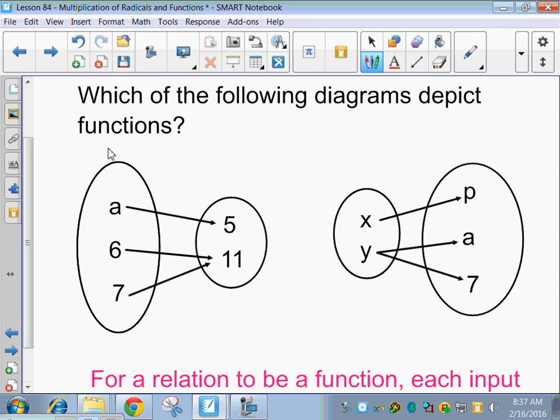Whatever's listed first is our input, and whatever is listed second is our output. Okay. So we plug in A and we get 5. And then we plug in 6 and we get 11. And then we plug in 7 and we get 11. All right, and then over here we've got our input, X and Y, and our output, X gives me P, and Y gives me A and 7.